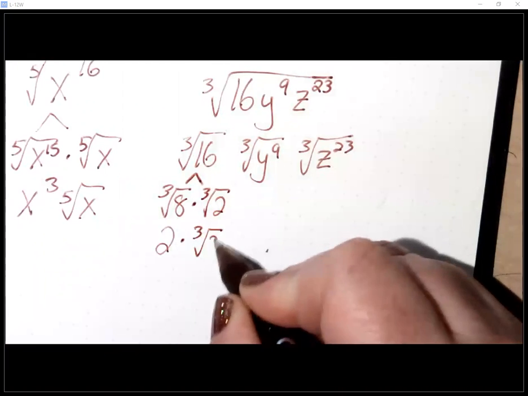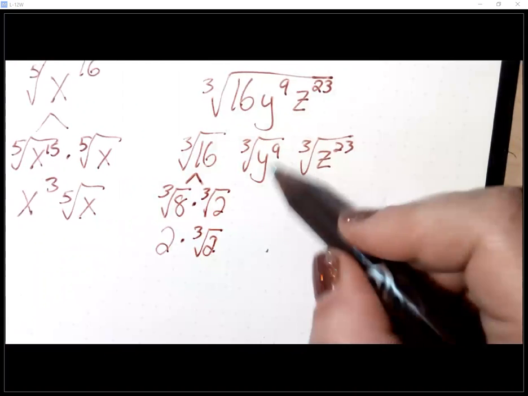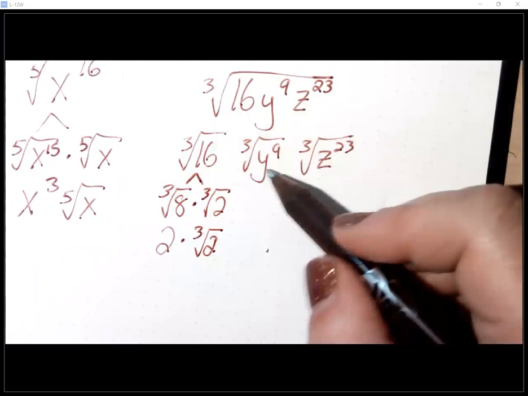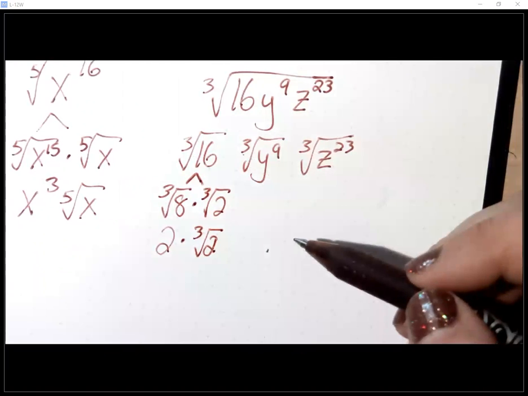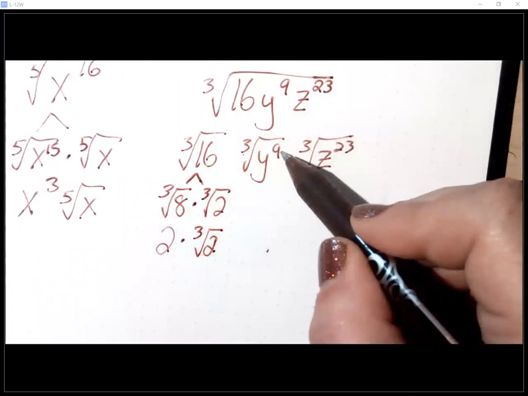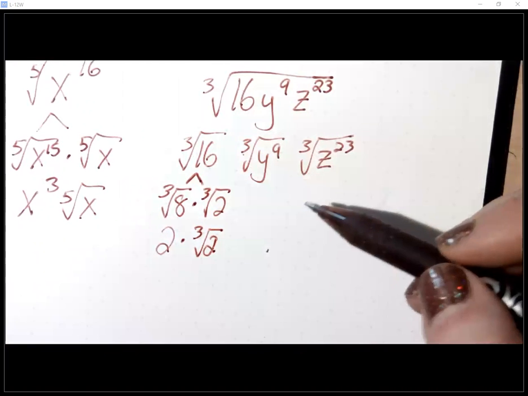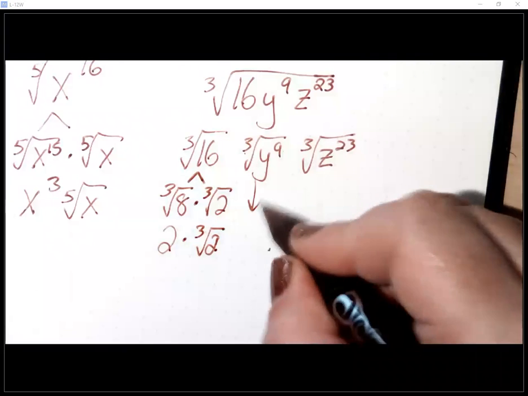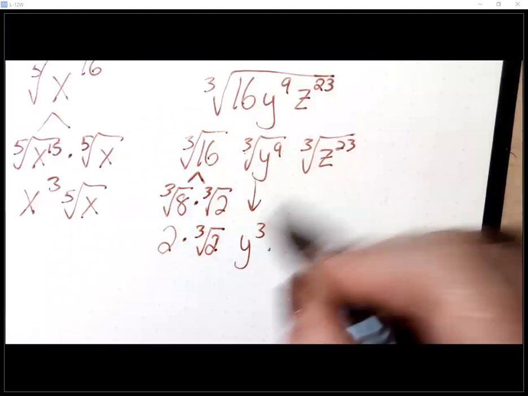All right, cool. Now let's move on to this mini problem. What's the cube root of y to the 9th? Y to the 3rd. With the variables, you're just doing exponent divided by the index. If it comes out nice, great, you're done. That's just y to the 3rd because 9 divided by 3 is 3.